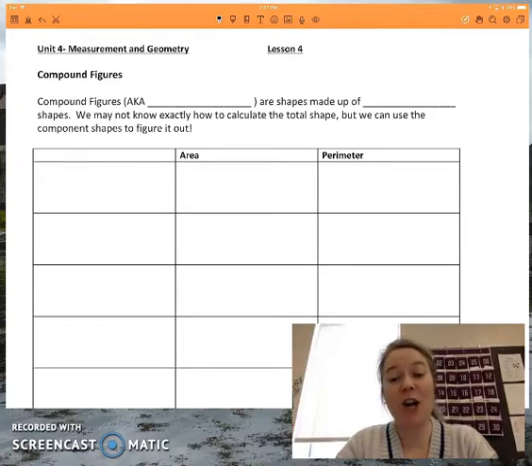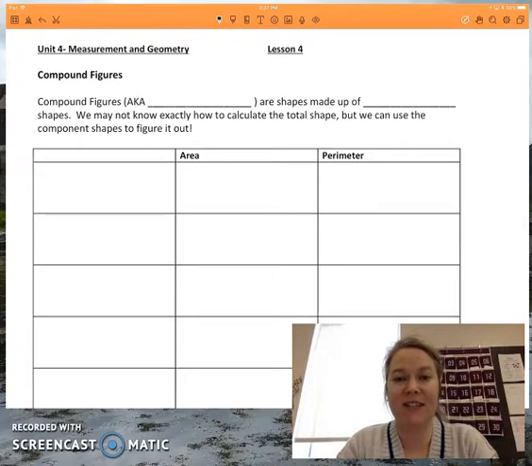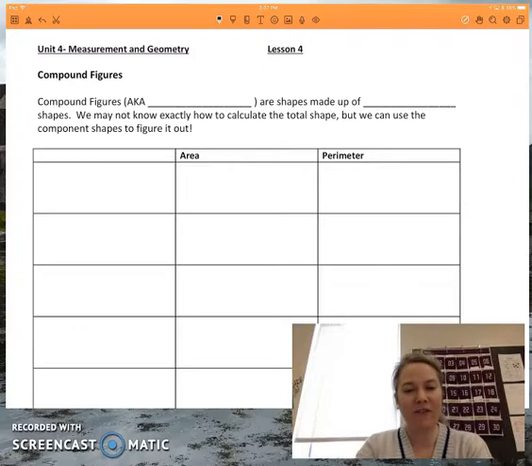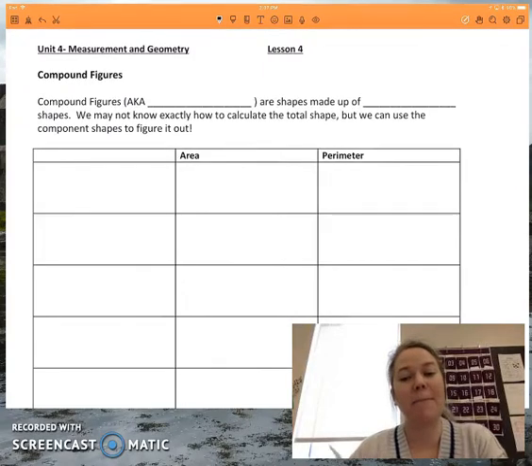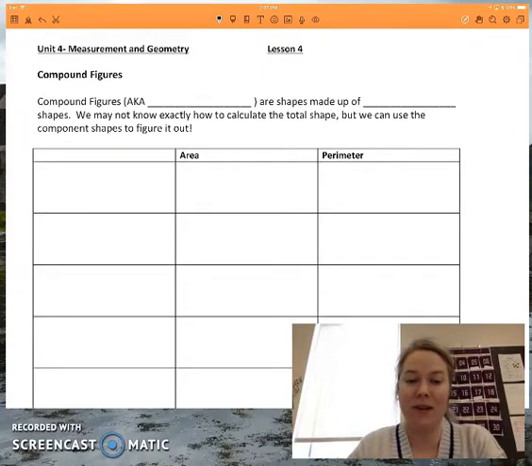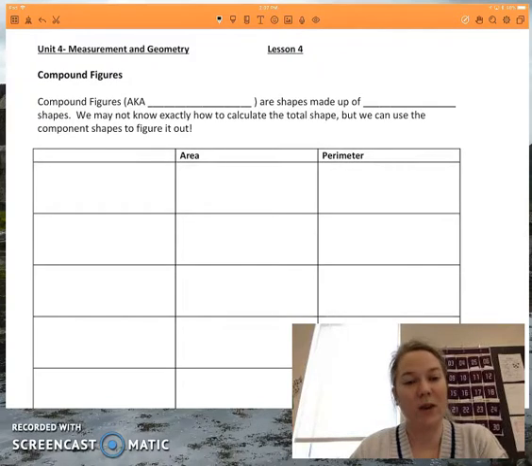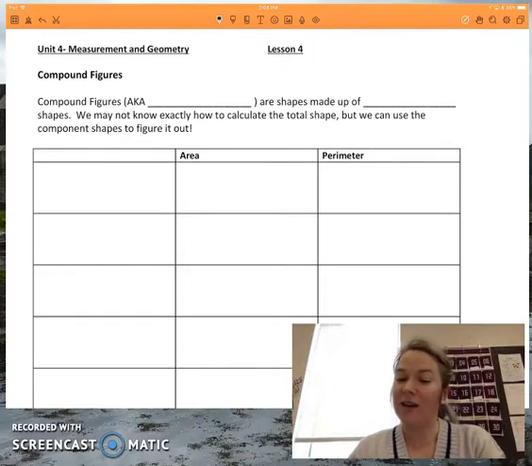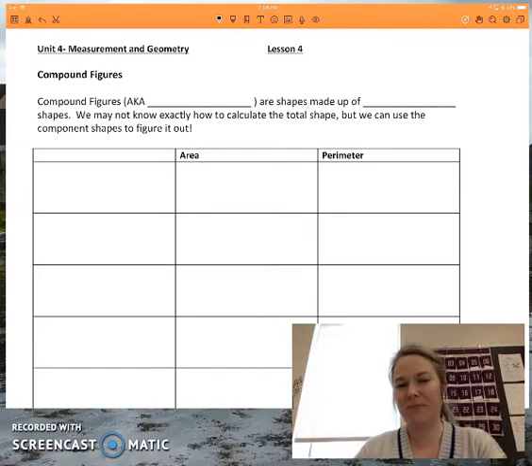We're going to move on to compound figures. Compound figures is the last segment of the first half of this unit that will show up on your mid-unit test. Compound figures are part of the measurement section of this unit, and we are going to be building areas and perimeters using a little bit of critical thinking and some skills that we learned in middle school. So compound figures are shapes made up of other shapes.